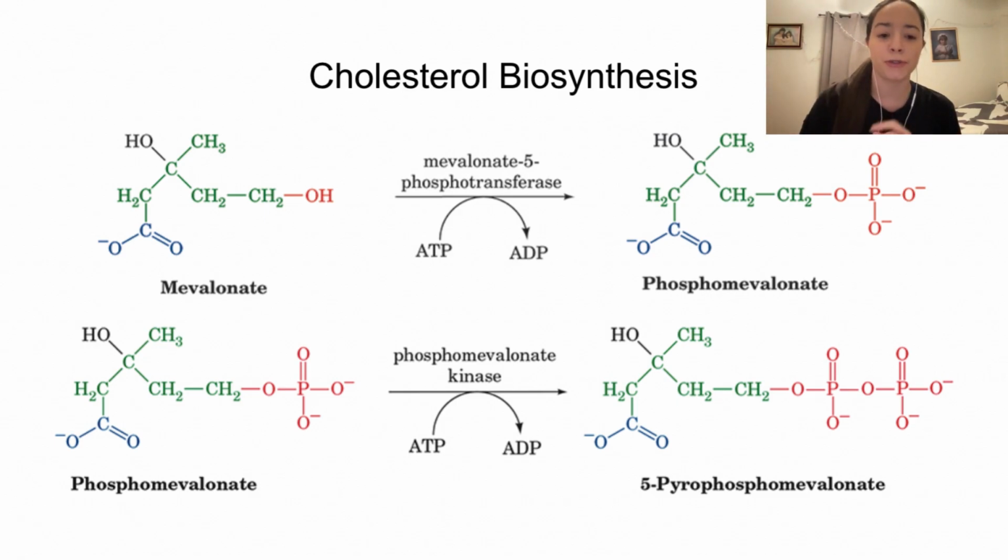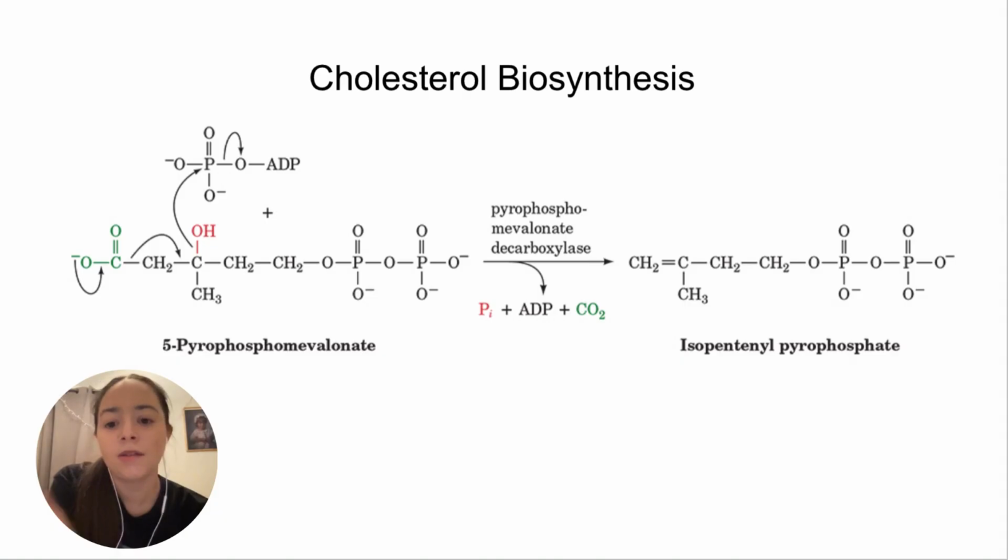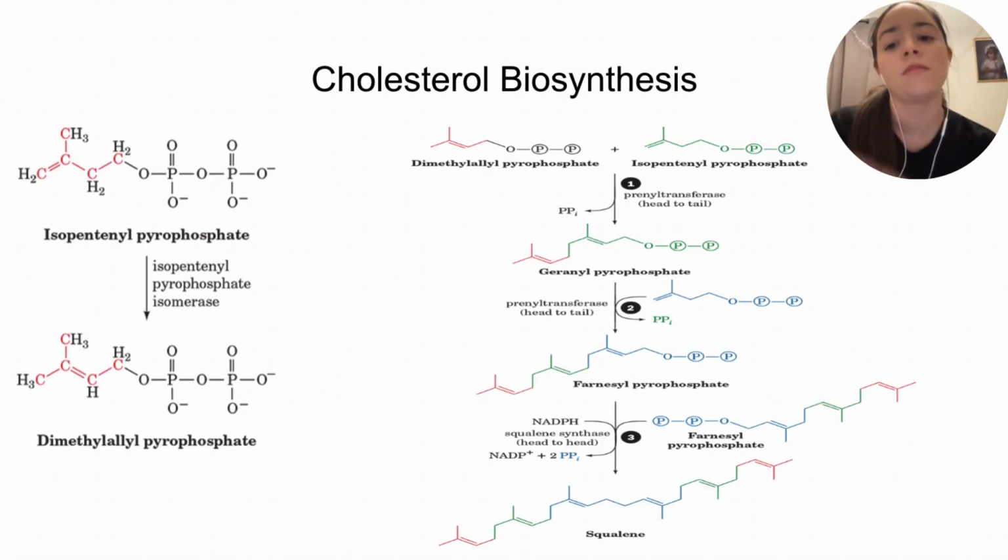Mevalonate is then converted to phosphomevalonate by mevalonate 5 phosphotransferase. And then phosphomevalonate is converted to 5 pyrophosphomevalonate through phosphomevalonate kinase. 5 pyrophosphomevalonate is then converted to isopentenyl pyrophosphate. Isopentenyl pyrophosphate is then converted to dimethylallyl pyrophosphate.